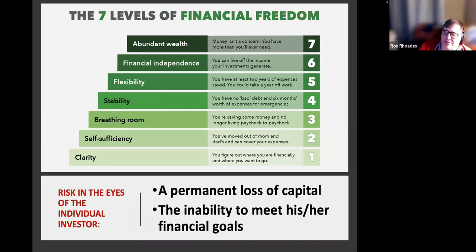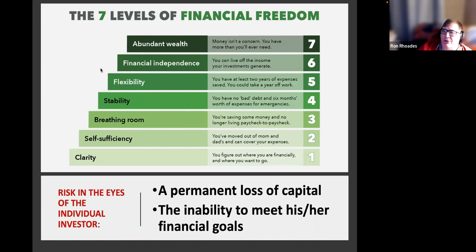I just had a conversation yesterday with one of my clients, and the big question on her mind, she's about 40 years old, about 20 years from retirement, and she's really concerned after the market downturn that she might not be able to retire when she hits 60. So we've talked about financial freedom. There's a lot of different levels of financial freedom.